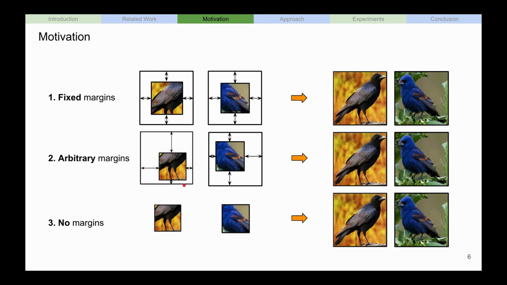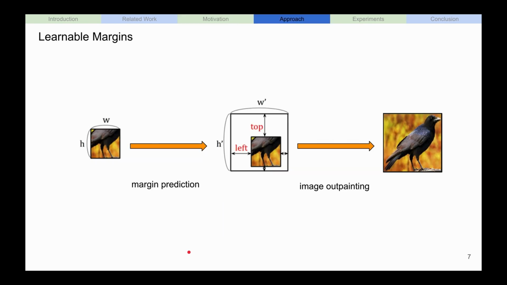We designed a method which does not require the filling margins to be given as inputs, while still allowing outpainting with arbitrary margins. Our proposed method could be depicted in this pipeline. We found that margins are learnable and predictable, so images are the only inputs in our pipeline. Our model first predicts the filling margins of the input image and then outpaints it according to its predicted margins.